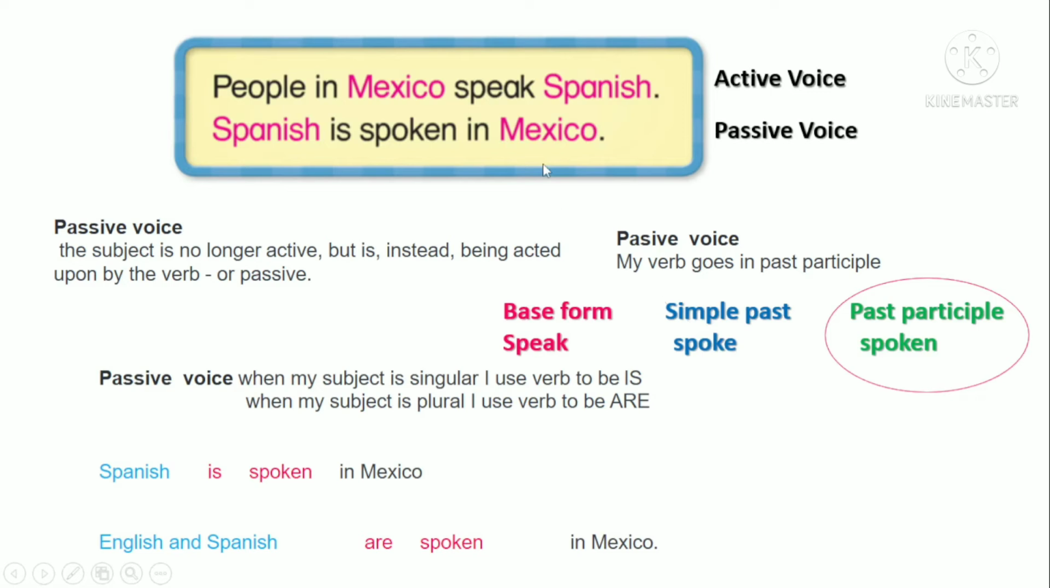So when I want to make a passive voice, the object becomes the subject. Okay? People in Mexico speak Spanish. It's an active voice. How do I make the passive voice? Well, speak is in present, simple present. So I have to use the verb in present, is or are. Spanish is singular, so I use is. Spanish is spoken in Mexico. Okay, so let's see more examples.